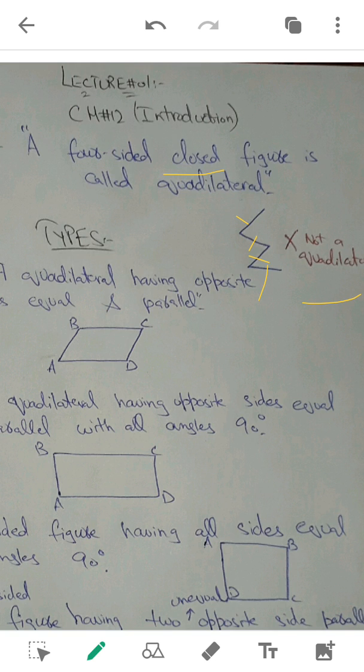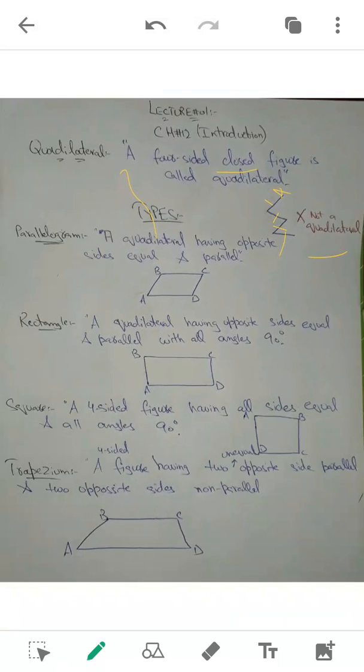What is meant by closed? The point from where you started the figure should end exactly on this point. If this is happening, it's a closed figure. Otherwise, it's not a closed figure. So a closed figure having 4 sides is called a quadrilateral. Only 4 sides won't make it a quadrilateral. This is something you have to keep in mind.